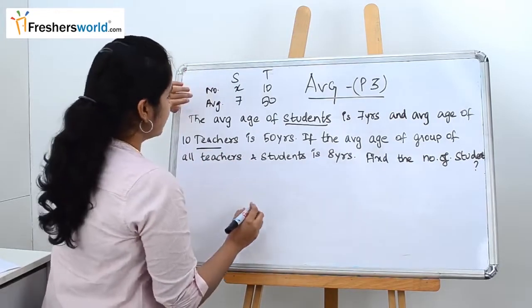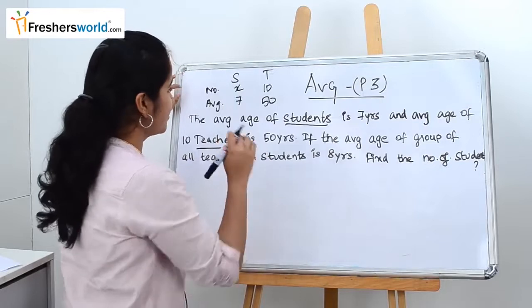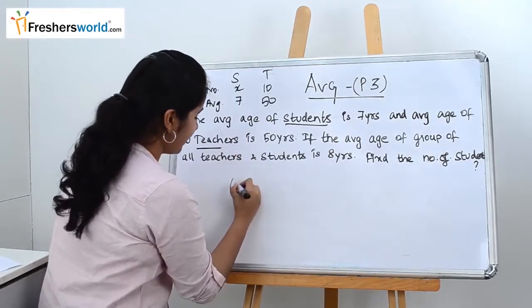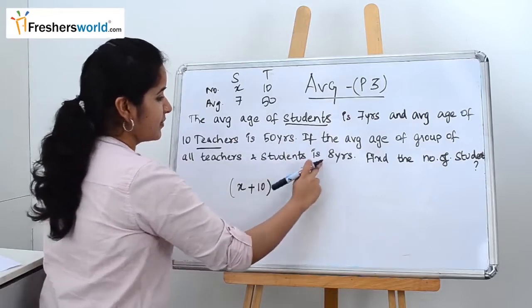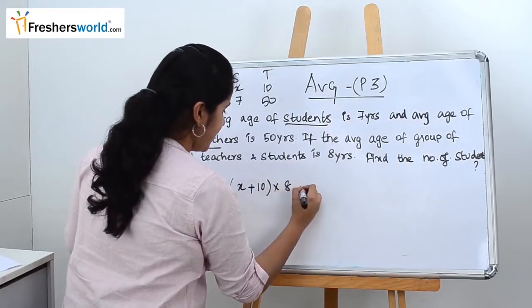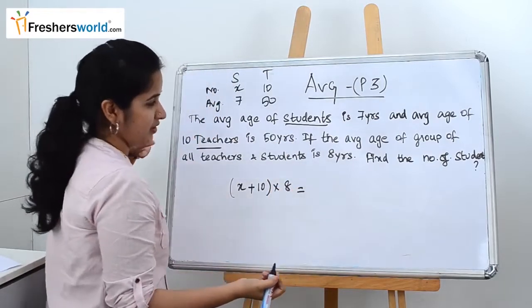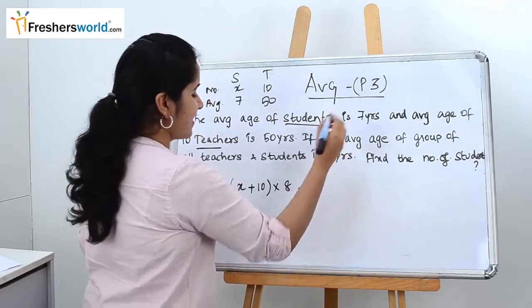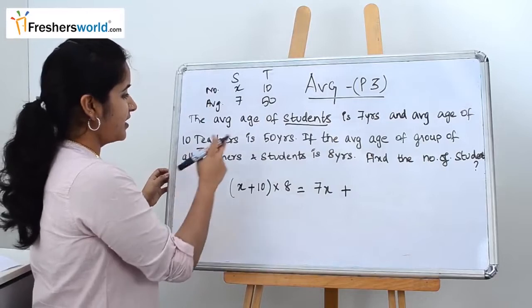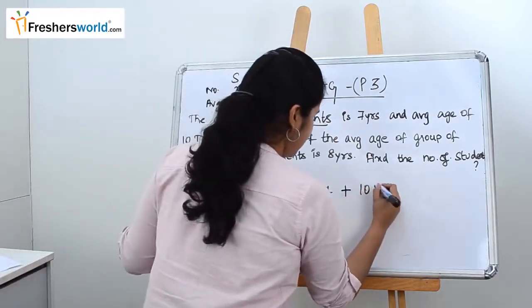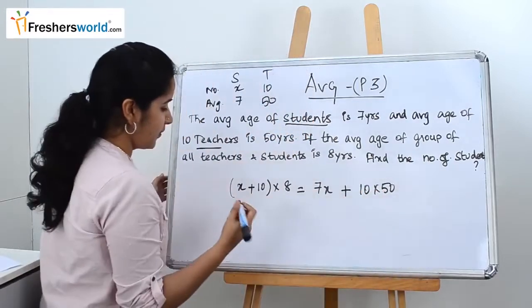So let's consider this equation. The total number of teachers and students: we don't know the students, so we take it as x, plus 10 teachers. The overall average is nothing but 8 years, so into 8 is equal to, now form the equation. They have given students' average is 7 years, so 7 into x, plus the average age of 10 teachers is 50 years, so 10 into 50. So let's solve this equation.